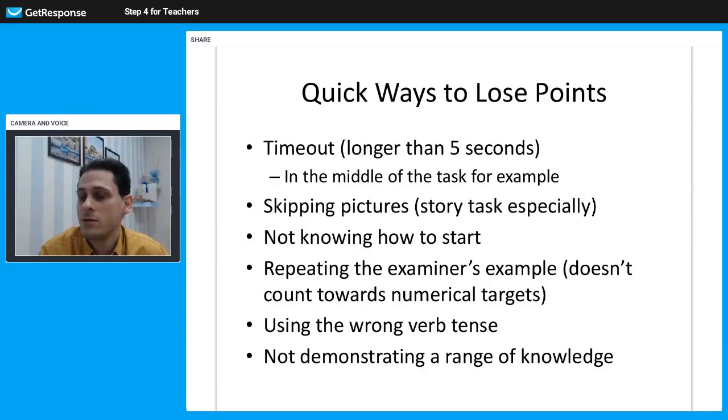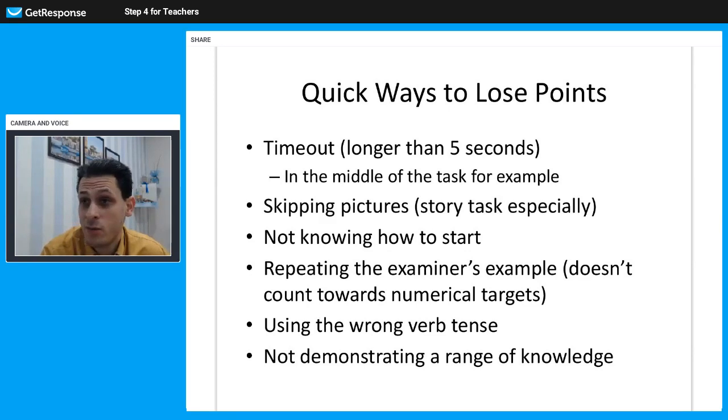And if we talk about why some students lose points or don't get the score they think they got, timeout is very common, especially in the story. They get stuck, don't ask for help, and then they lose the rest of the points. Some students in the picture task, in the story task, I'm sorry, will skip around. We'll go from picture 2 to number 4. Of course, that's a loss of points as well.